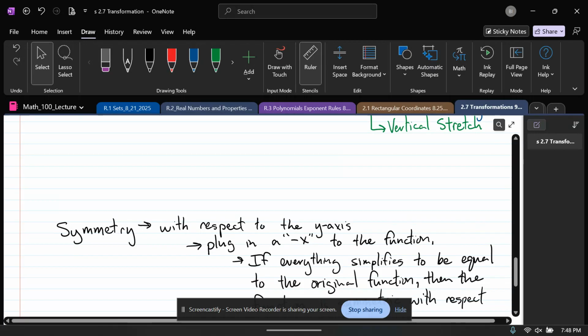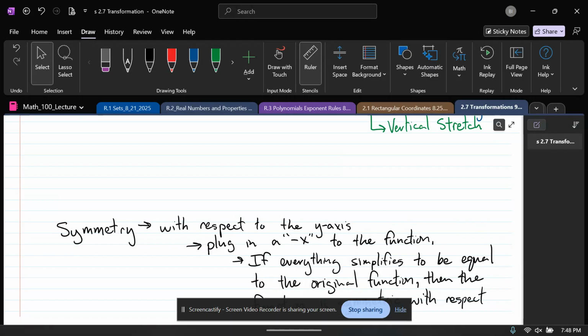Symmetry with respect to the y-axis means you could fold the y-axis and it would match up. Symmetry with respect to the x-axis means you could fold it on the x-axis and it would match up. Okay, so we can use the graph to help us with this, but we can do this algebraic test. So let's do an algebraic test real quick.